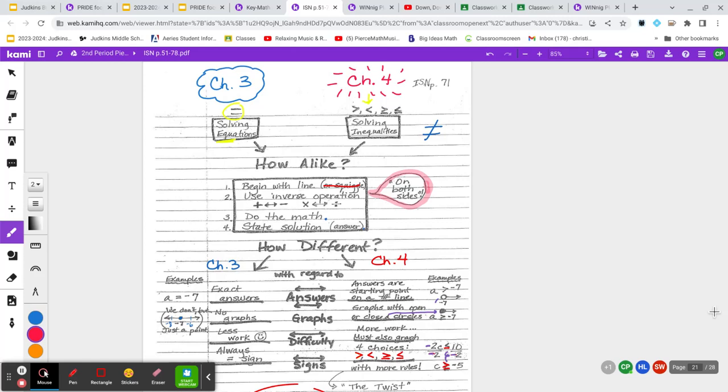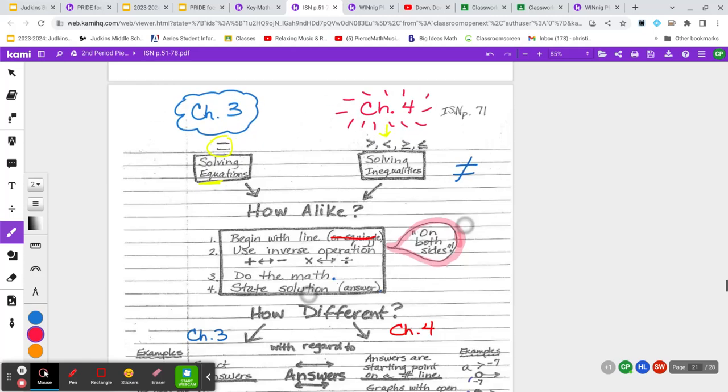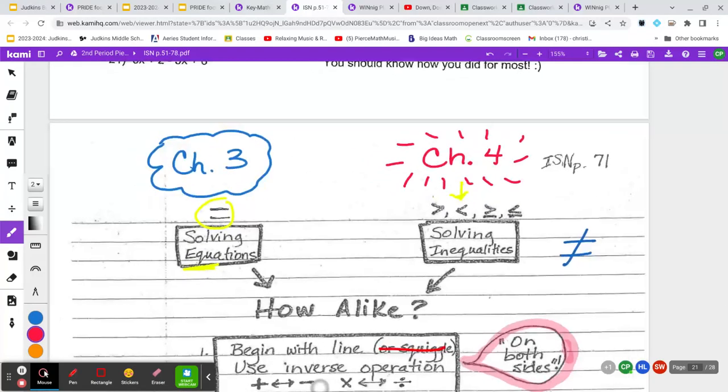Chapter 4 is very much the same, but you're solving inequalities. What are you solving? Inequalities. So inequalities, please notice, Chapter 3 was all about an equal sign. So you can highlight it and mark up your ISN notes however you feel. We're on ISN page 71. Chapter 4 is solving inequalities.